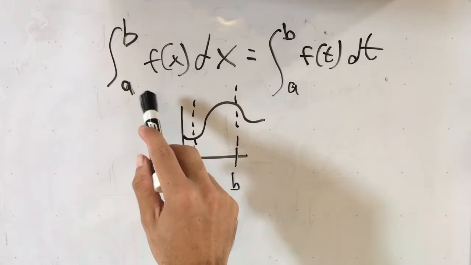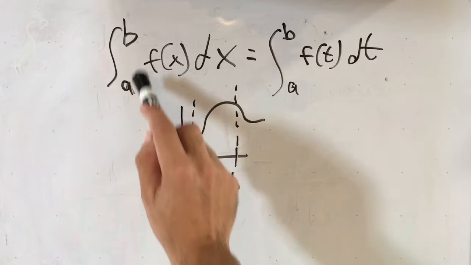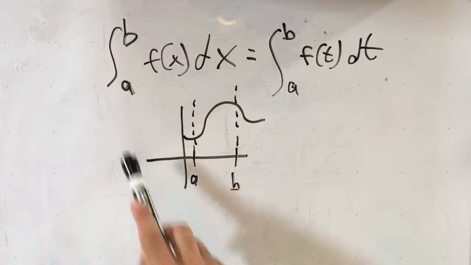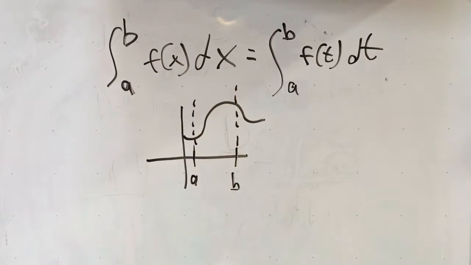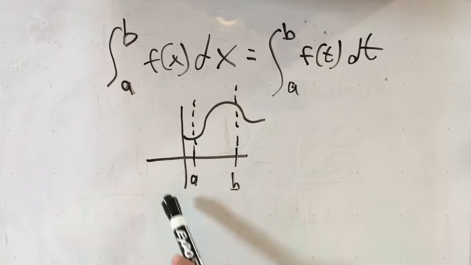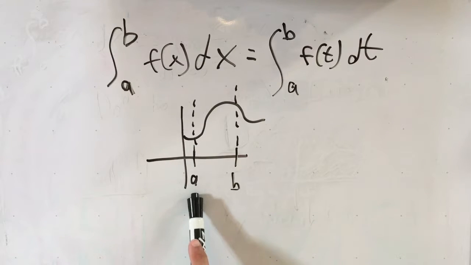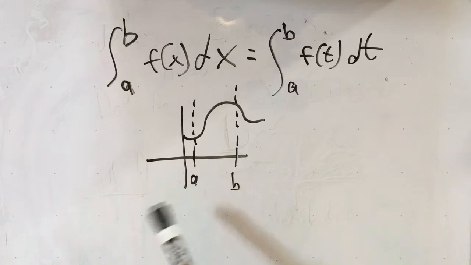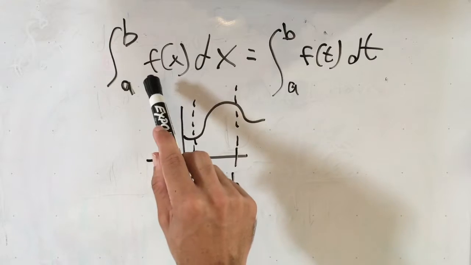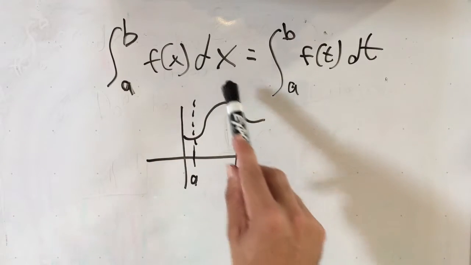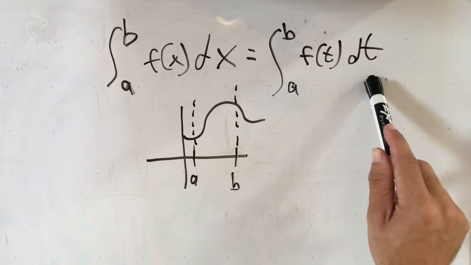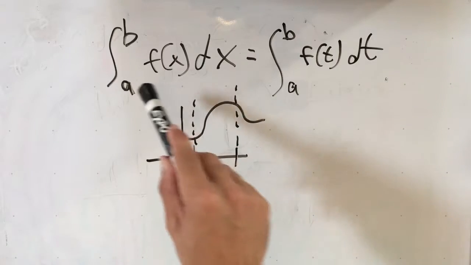Okay, so here's our integral from a to b. So a is the lower limit and b is the upper limit for our integral. So what that's basically saying is, looking at this graph from a to b, you analyze the area from the lower limit to the upper limit. And f of x with respect to x and f of t with respect to t, it's the same thing.